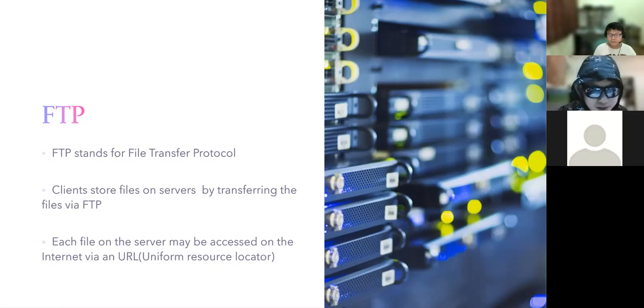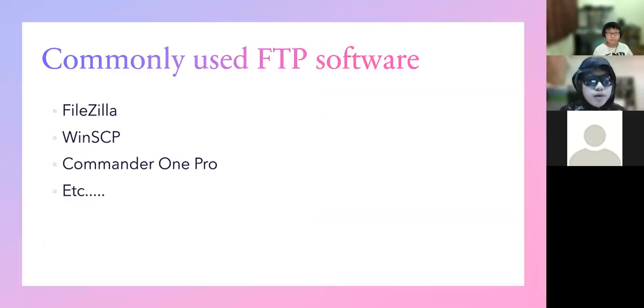Each file on the server may be accessed on the internet via a URL, which is the link you see most of the time. The full name is Uniform Resource Locator. Commonly used FTP software, you've got FileZilla, you've got WinSCP, you've got Commander One Pro, and there are a lot actually. You can go search it up yourself. But I think all of them work.